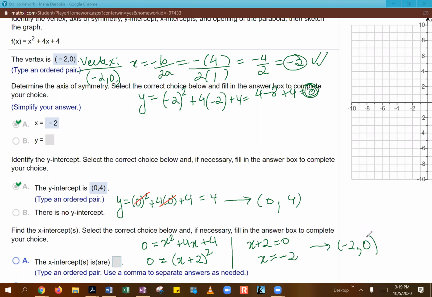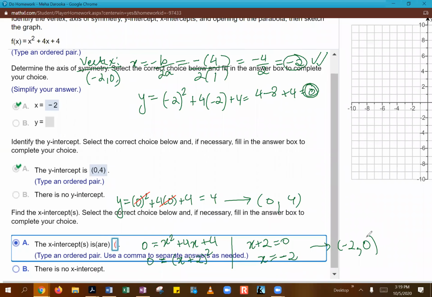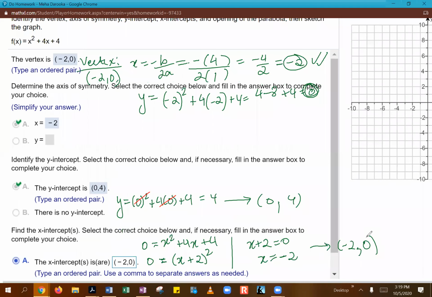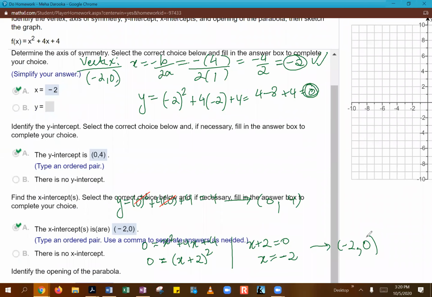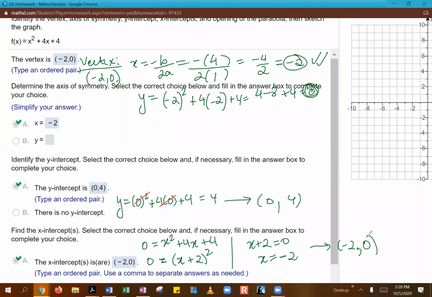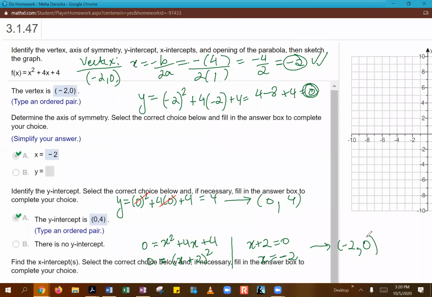So let's type that in. And you should notice this is the same ordered pair as the vertex of our parabola, because that was also -2, 0. So if you think about this graphically, technically our graph is actually sitting right on top of the x-axis. Basically, that's what this will come out to be. So let me clear all of this out.